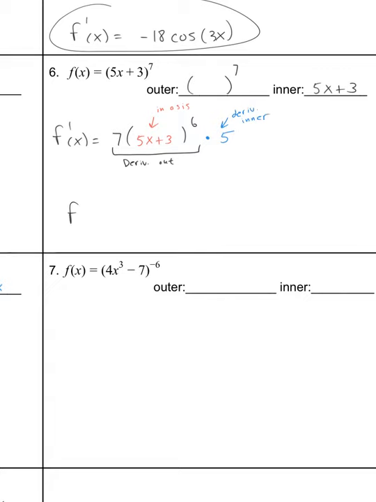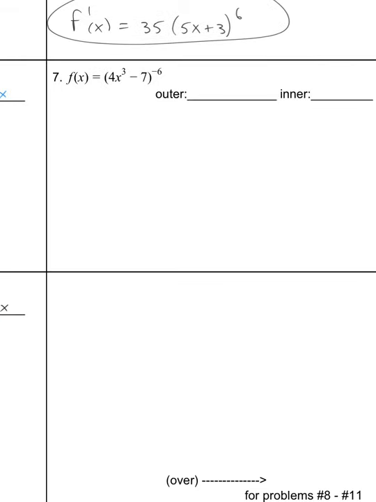So now when we simplify this, we just multiply the coefficients, the 7 times the 5, and we get 35 out front times 5x plus 3 to the 6th. There you go. Number 7, we have 4x to the 3rd minus 7 all to the negative 6. We are doing the negative 6 to that whole thing. That is my outer function. So I write that something to the negative 6th. My inner function is that cubic, 4x to the 3rd minus 7. This is just one cubic function. So 2 functions, 1 chain.